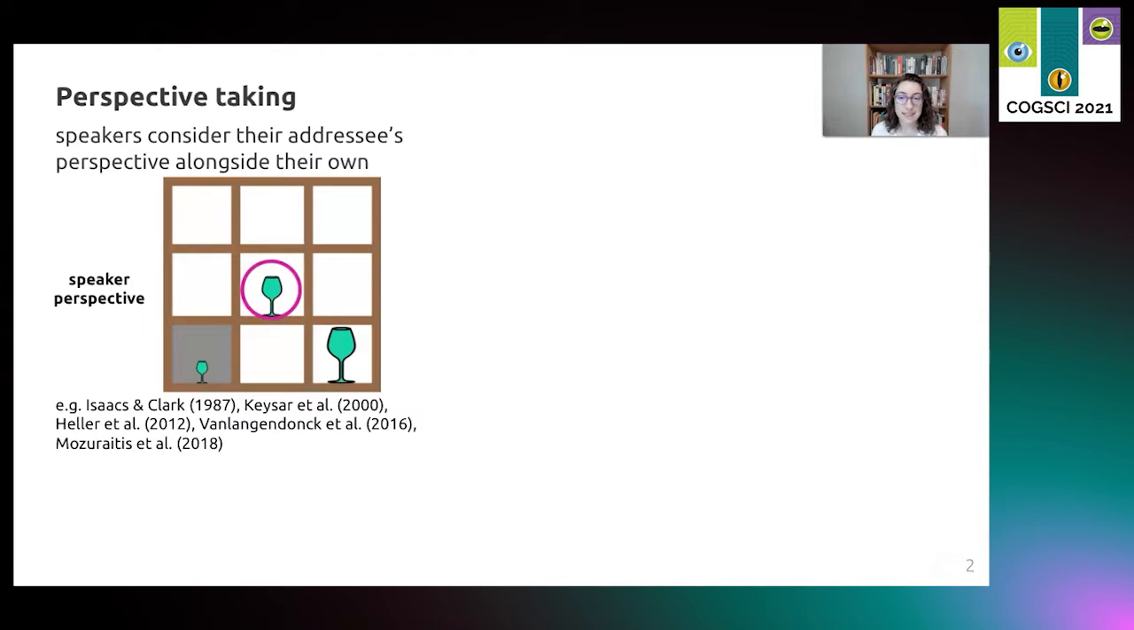So in deciding what to say, there's this tension between the speaker's perspective and the listener's perspective, and this consideration of both perspectives in conversation has been demonstrated in several tasks related to reference. Work in this area thinks of perspective as inherent and as a general process that takes place in all conversation.